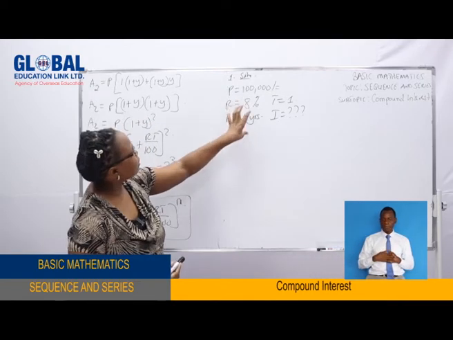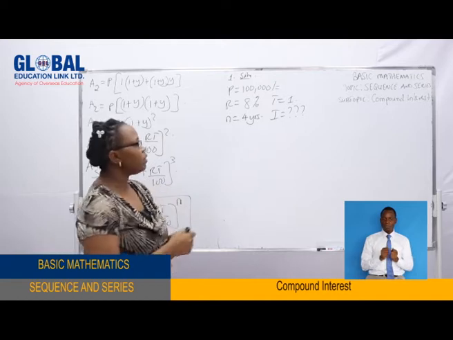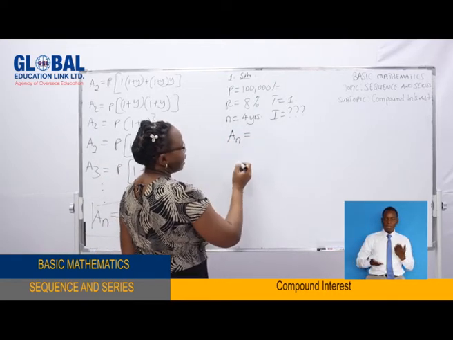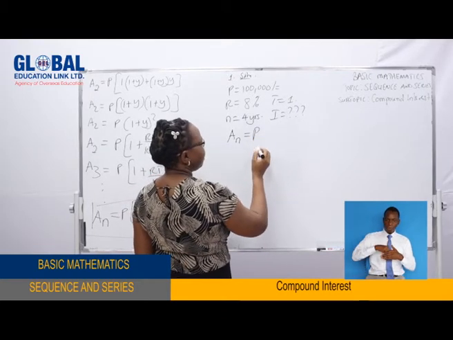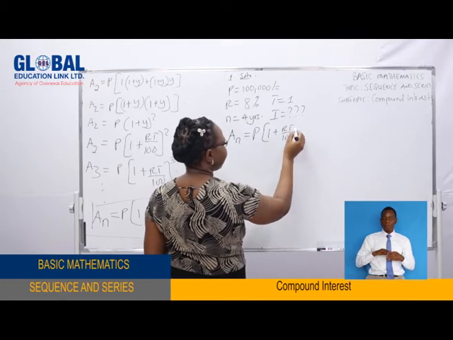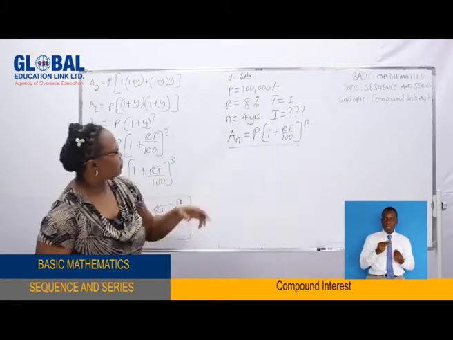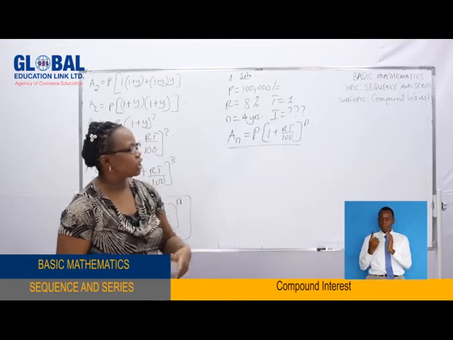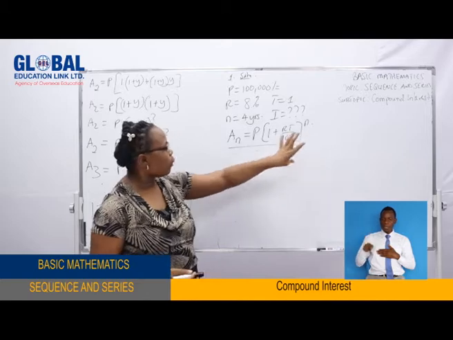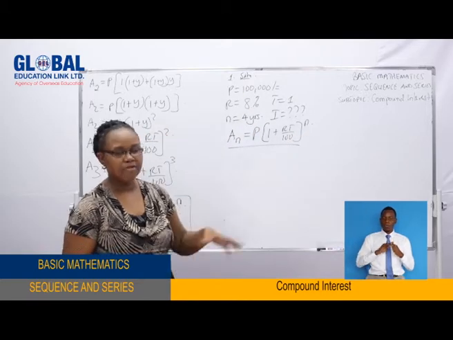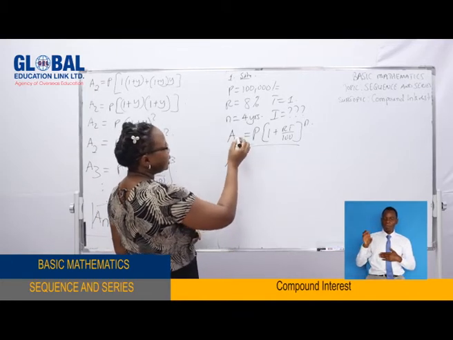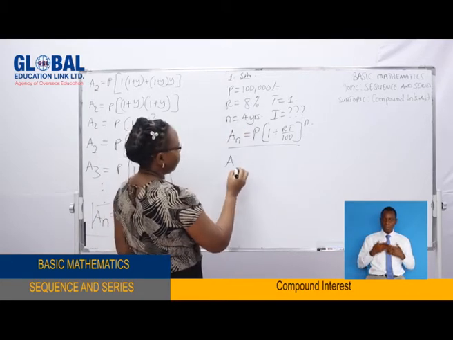So from these variables given, we have to find the amount of money invested at any years with the principal P, (1 plus RT over 100) power n. So this is the formula for solving any question concerning compound interest. From this formula, we substitute the variables given in the question. The variable we want is A. What is our n? Our n is 4.